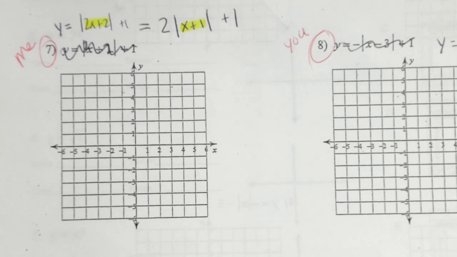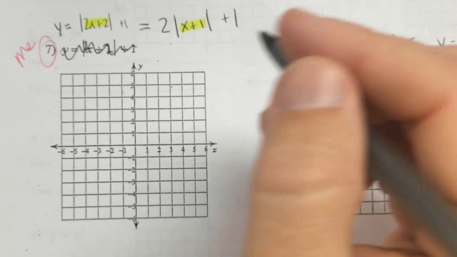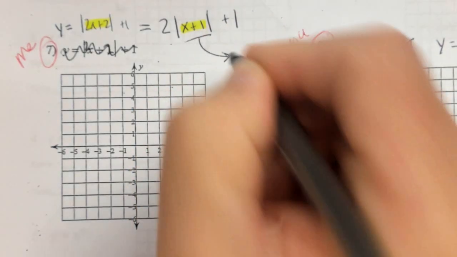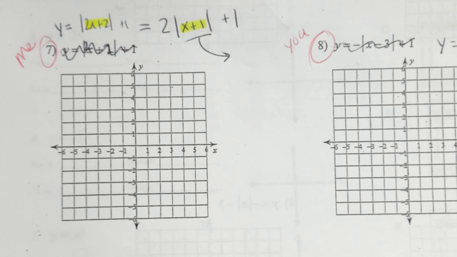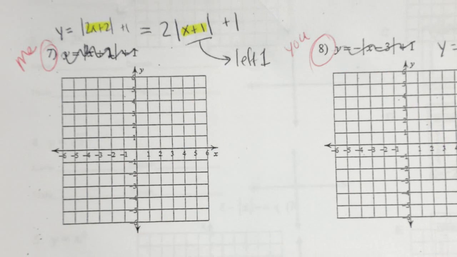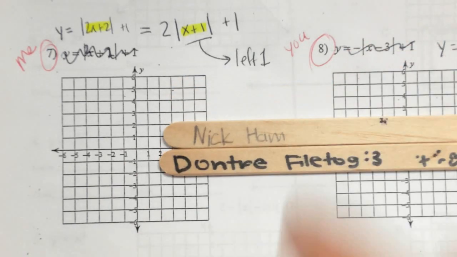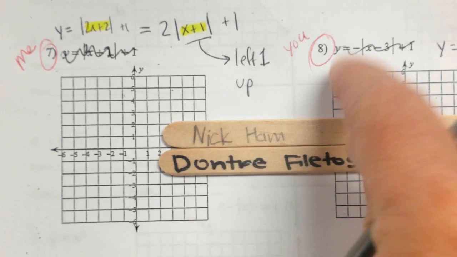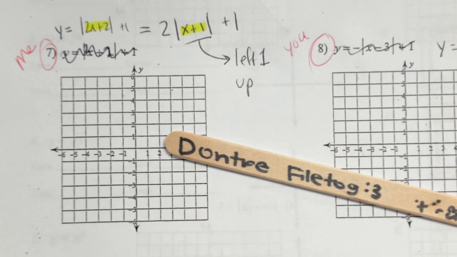What's the left-right transformation, Ryan? What's plus 1 do to the graph? Or x plus 1. It's left 1. There's still 2 other things going on there. So, Nick, tell me something else that's been changed about that from the parent function. It goes up 1. Up 1. And, Dantre, what else has happened?